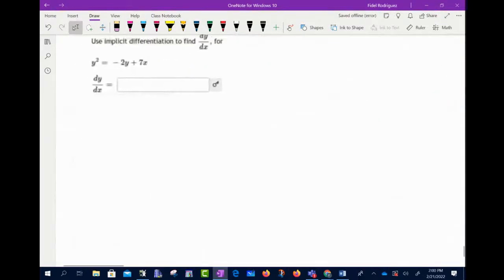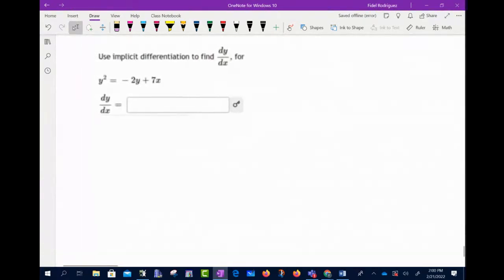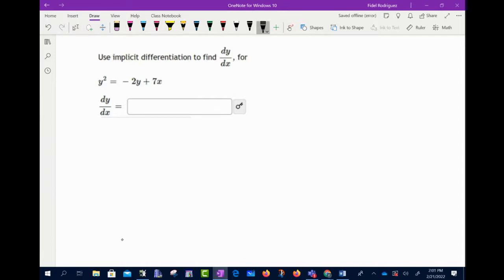Okay, so take a look at the next one we got here, y'all. It says use implicit differentiation to find dy dx for y squared equals negative 2y minus 7x, right? Okay, first piece. What's the derivative of y squared? There you go. Okay. Equals.